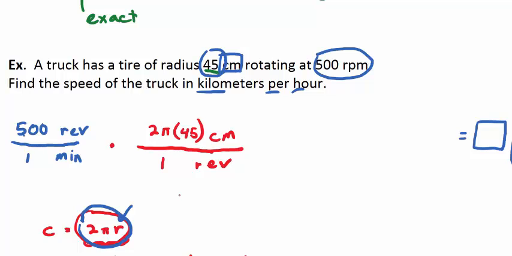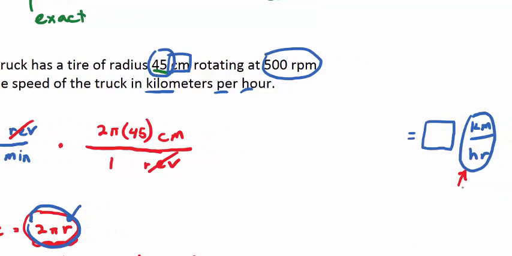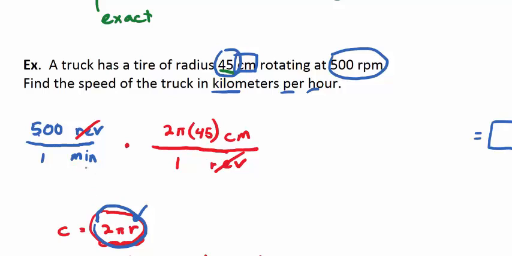Now do a quick check on your units. If you do the analysis here, the revolutions cancel with the revolutions here. If you stop here, you're in centimeters per minute. Not what you want, but at least you're in the right ballpark in terms of linear units over time units, right? Centimeters is linear, and minutes is time. So we're on the right track.